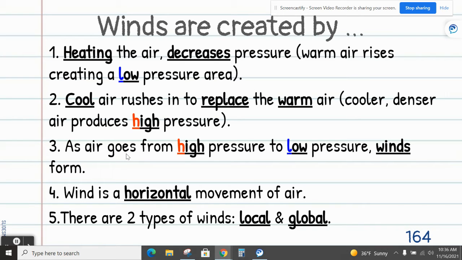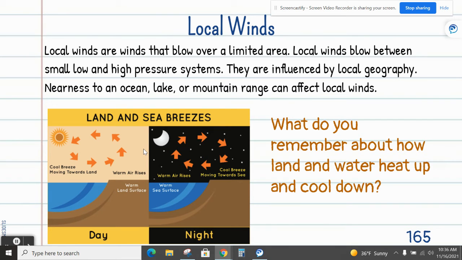Wind, again, is horizontal movement of air. And we're going to look at 2 types today: local wind and global wind. Local winds are winds that blow over a limited area. They blow between small low and high pressure systems, and they're influenced by geography. If something is close to an ocean, a sea, or a mountain, it'll affect local winds.